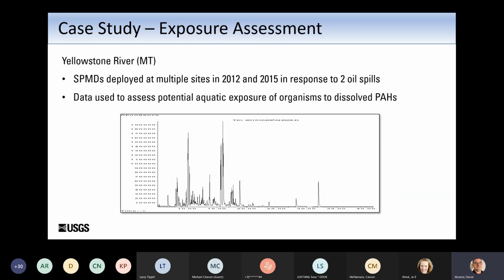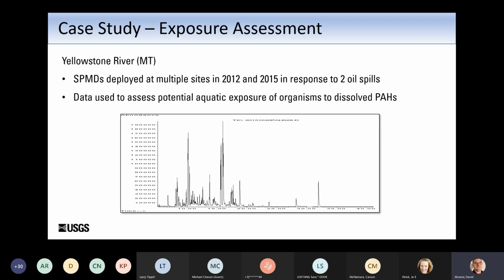As part of a response to two separate oil spills on the Yellowstone River in Montana, SPMDs were deployed at multiple locations and multiple time periods to determine the spatial and temporal distribution of petroleum hydrocarbons following the spill. This data was used along with observations from captured fish to determine the potential exposure to dissolved PAHs to resident fish species. The data showed that the lighter PAHs dominated the contaminant profiles and were the ones most susceptible to downstream transport. And you can see that from all the peaks in that first half of the chromatogram there.